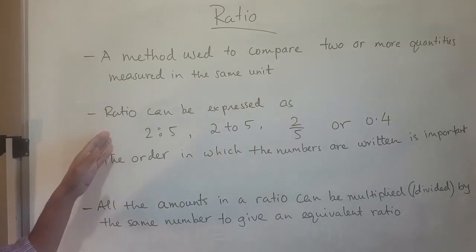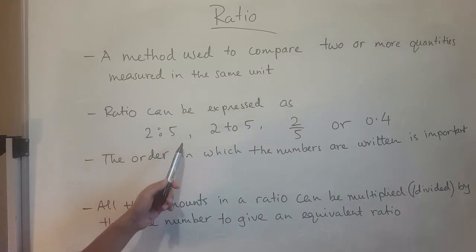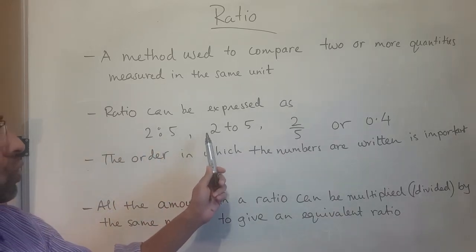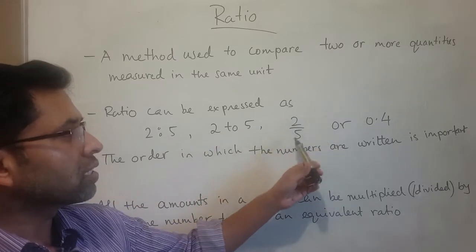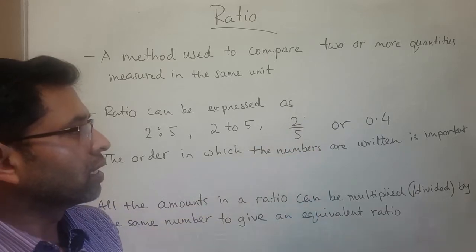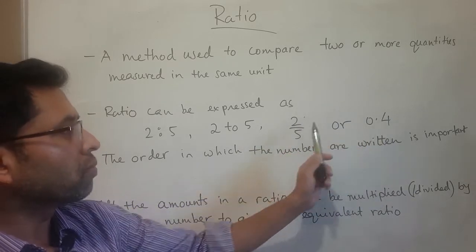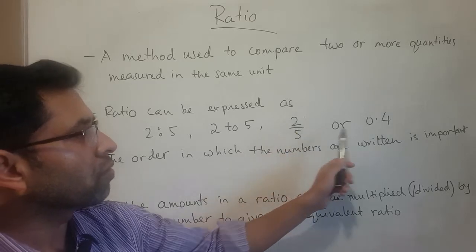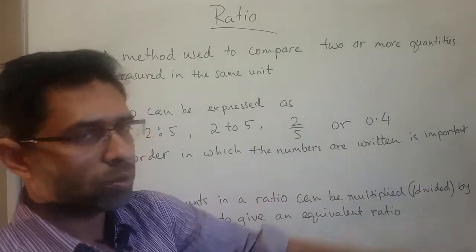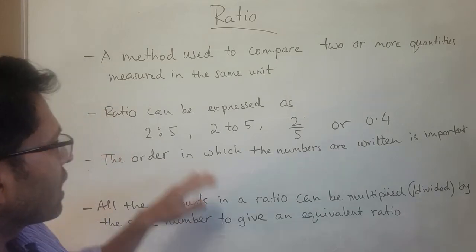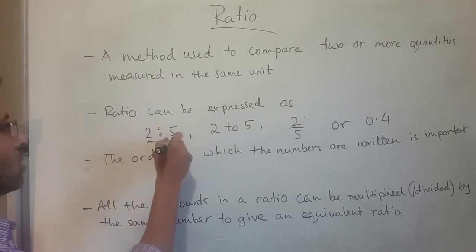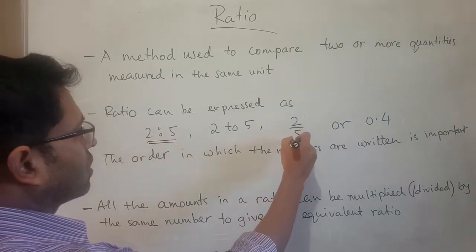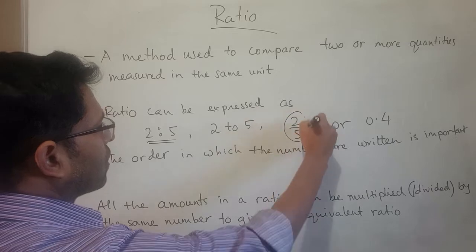And then the ratio can be expressed as 2:5. You can say 2:5, or you can express it with the division sign like 2/5, or you can write it in decimal form, because 2/5, if you convert it to decimal form, is 0.4. So we can express it in any one of these ways, but most preferably we use either the colon or we just write it in the division form.